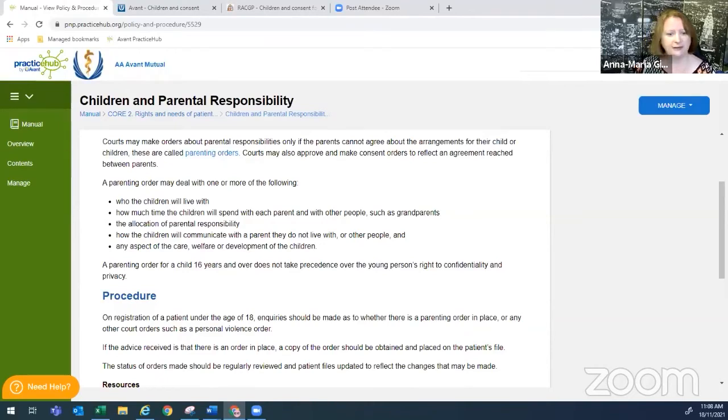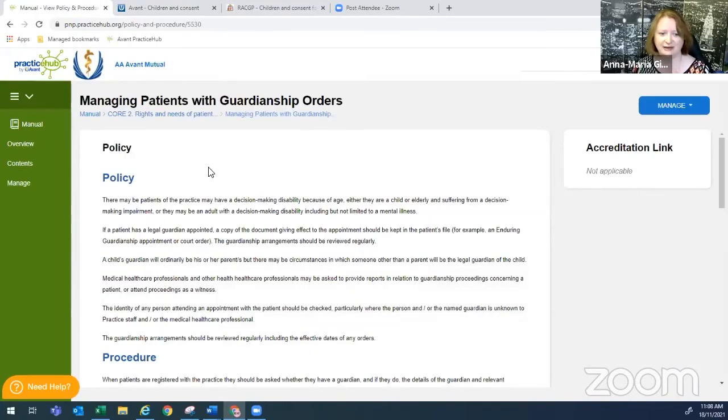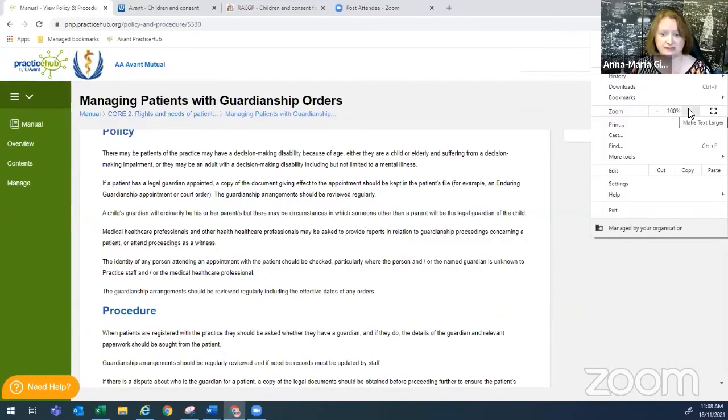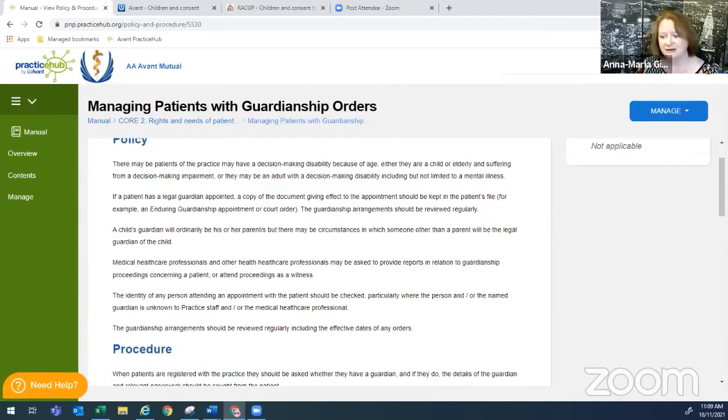All right, so let's move along to our other policy, which is the managing patients with guardianship orders. And so again, this is really useful from the point of view of awareness of the practice team that these orders are in place. Just going to make the font a little bit bigger for you. So key things to highlight to you on this policy, that a child's guardian will ordinarily be his or her parents, but there might be circumstances in which someone other than the parent is the legal guardian.